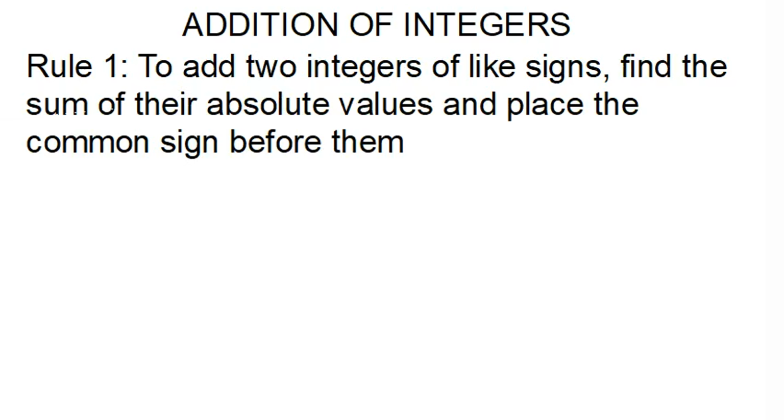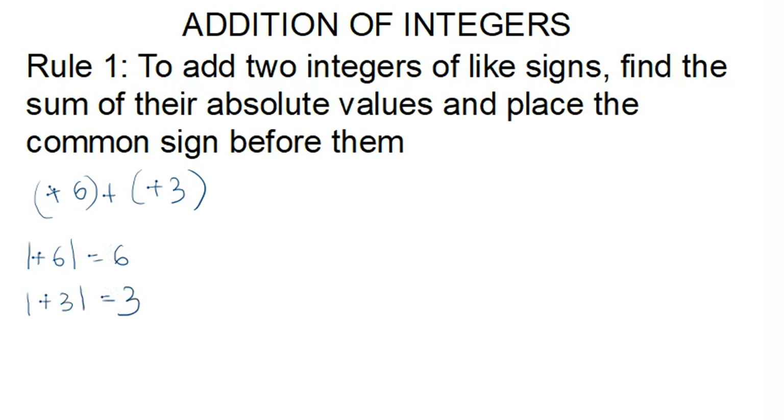So they've told like signs. Like signs means both the numbers should have the same sign, right? So first I'm taking an example of plus 6 plus 3. Now what they have told, you will have to take the absolute values of the given numbers. What is the absolute value of plus 6? It is 6. And the absolute value of plus 3 is 3. They have told to find the sum of their absolute values, and place the common sign before them.